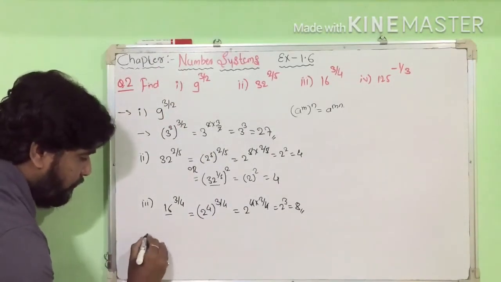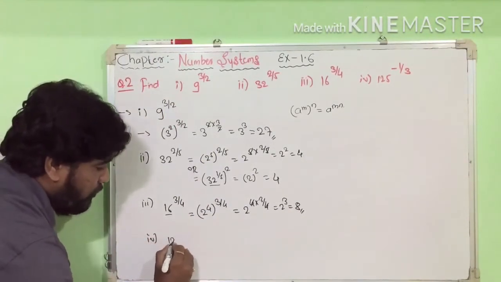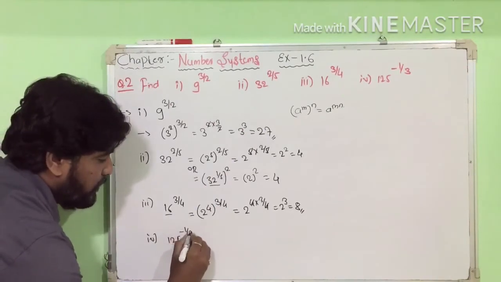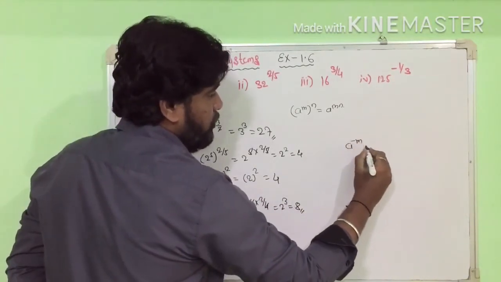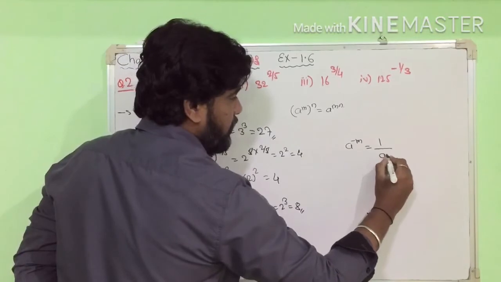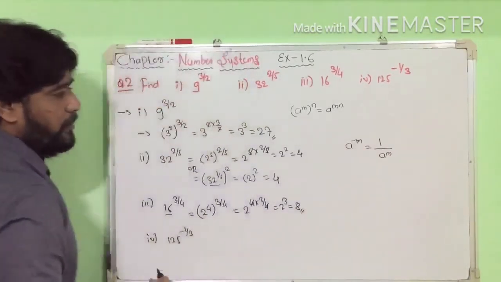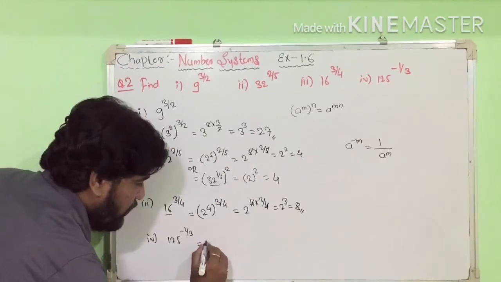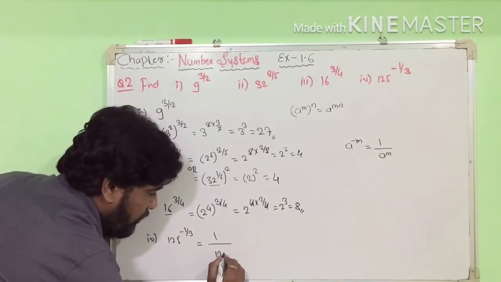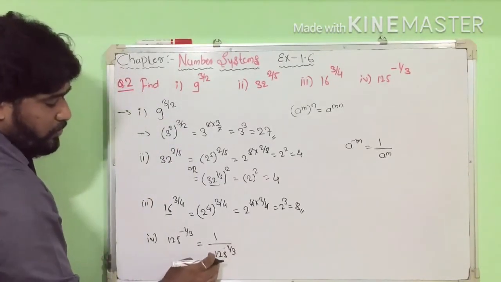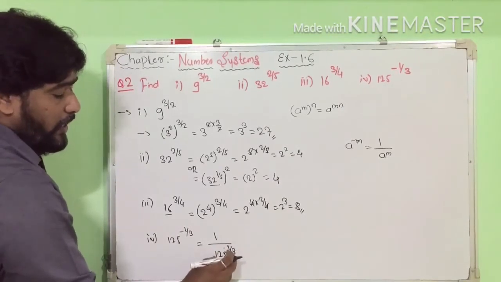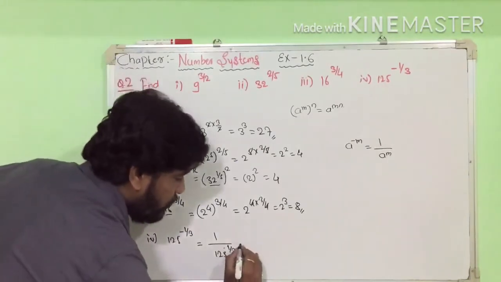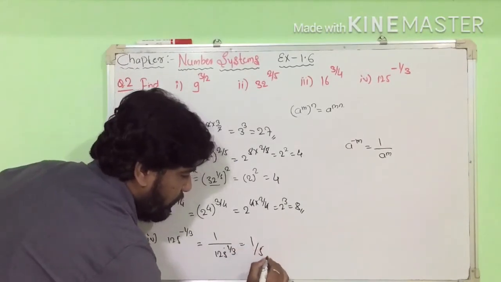Next, fourth one. So 125 raised to minus 1 by 3, right? So now it is in the form of a raised to minus m. So this one we can write 1 divided by a raised to m. So this minus here becomes a plus. So we can write here 1 divided by 125 raised to 1 by 3. And in a previous one we solved this one, 125 raised to 1 by 3, we can write directly 5. So here 1 by 5.